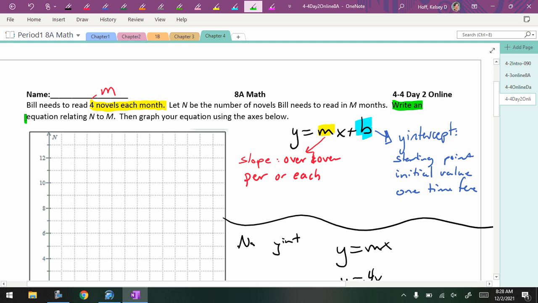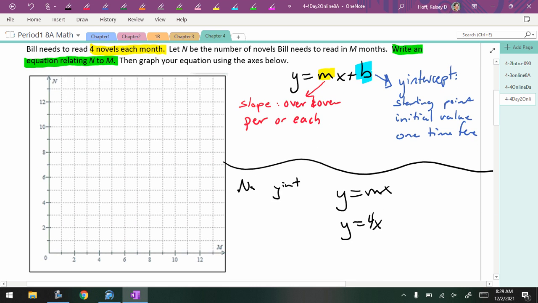Write an equation relating N to M. Okay? They don't want you to have Y's and X's. Look at your graph. What letters do you see there? N and M. So the hard part of today is we have to swap out letters.